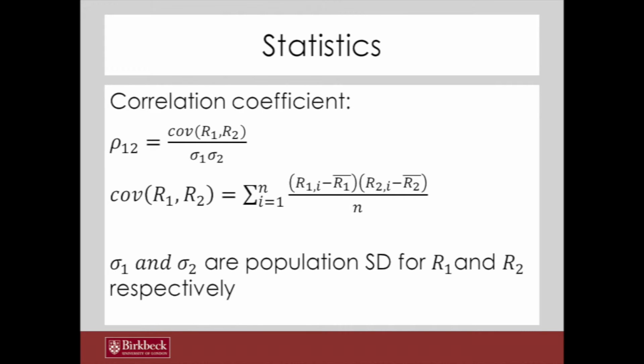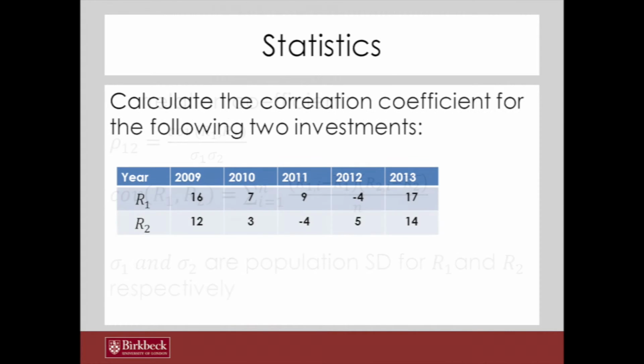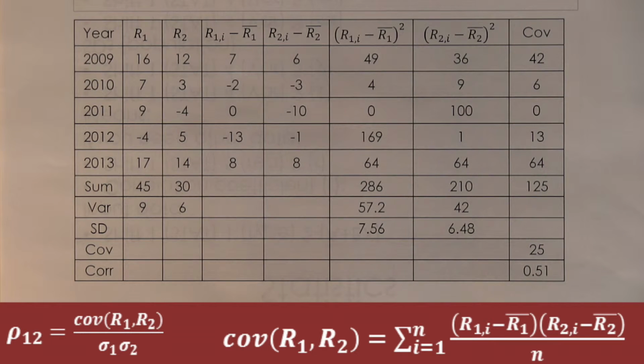So it's a rather long calculation, and if you were asked to do it by hand, it takes quite a long time. So here's an example. There are investment rates for a portfolio over 5 years and another one over another 5 years. So how can we actually calculate the correlation coefficient for the following two investments? When you actually have to do this calculation manually, there are quite a few steps involved.